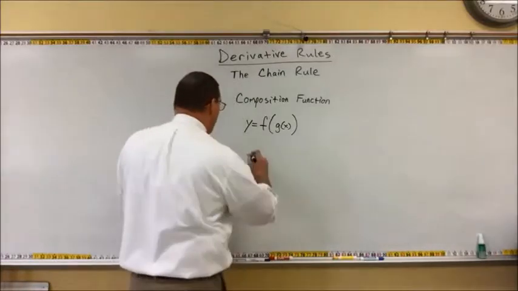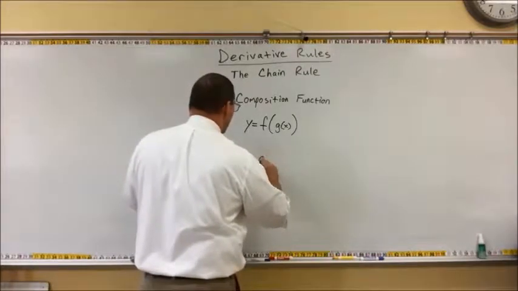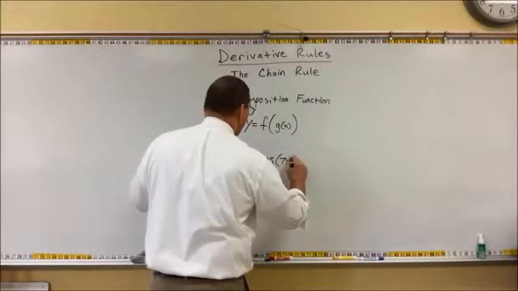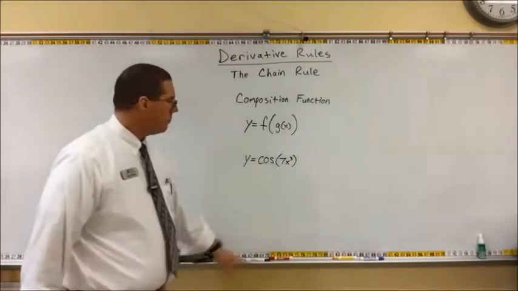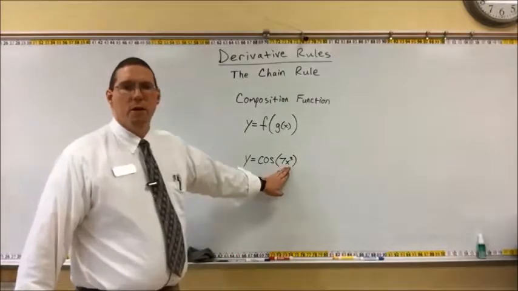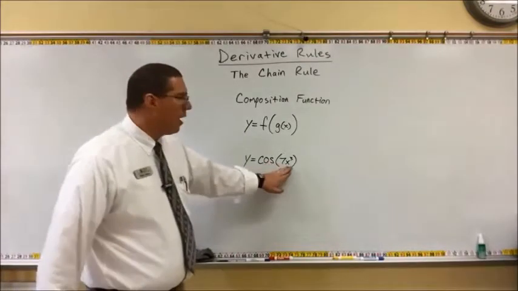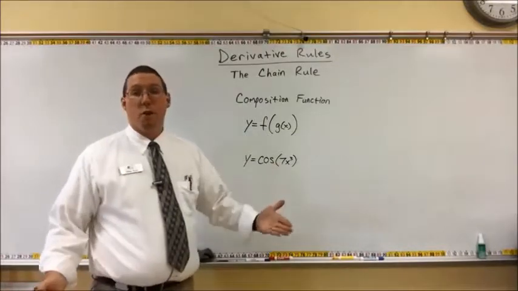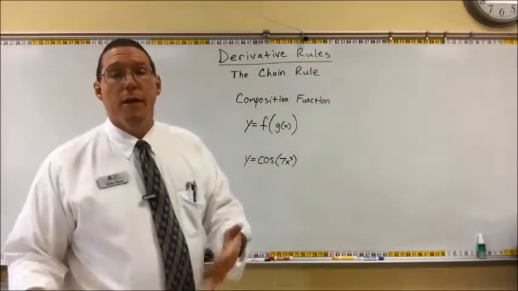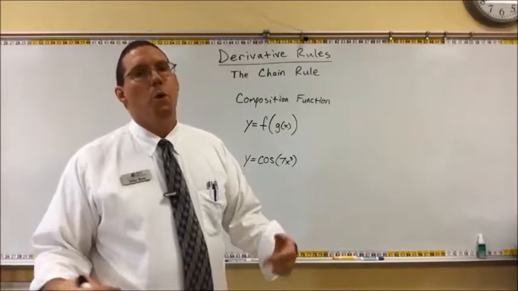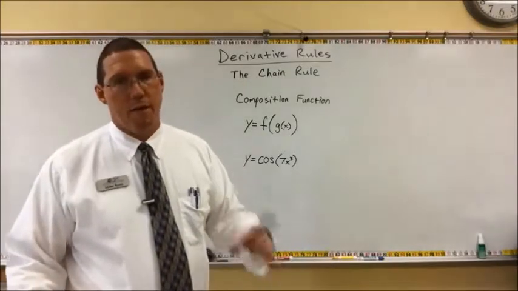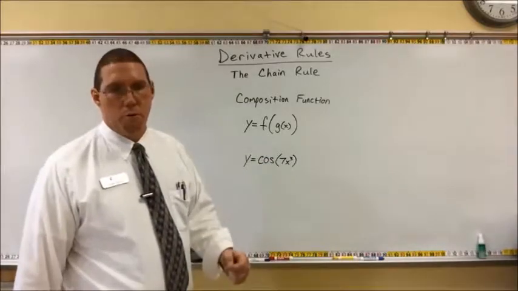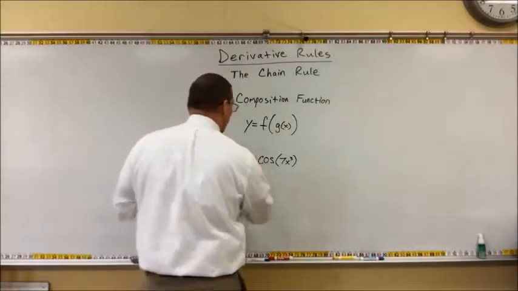What if we had y equals cosine of 7x to the third power? What do we normally see here? Don't we normally just see cosine of x? But this isn't cosine of x. It's cosine of 7x to the third. Instead of just seeing x, we see something different than x. Therefore, this function is going to require the chain rule. Let's do one or two more examples.